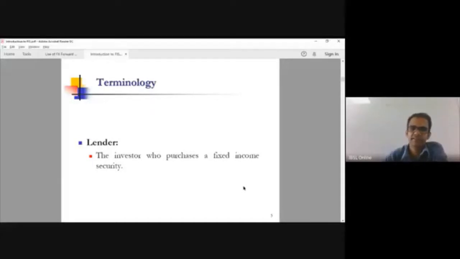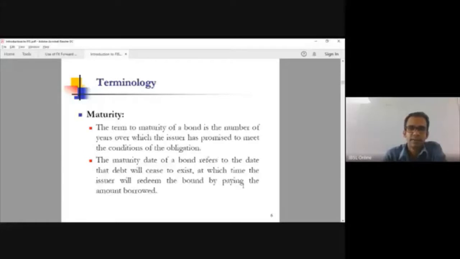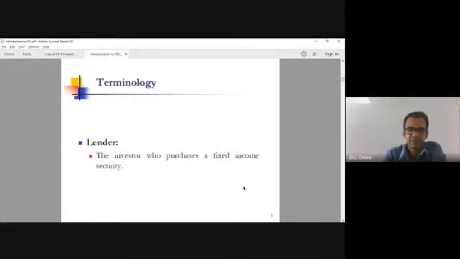And the lender, the other party in this transaction, is the one who agrees to lend money to the issuer. The party who purchases a fixed income security, we call them lenders. I think these are straightforward.